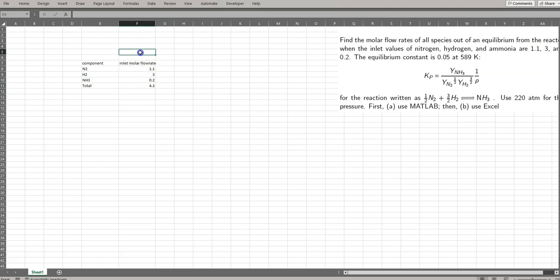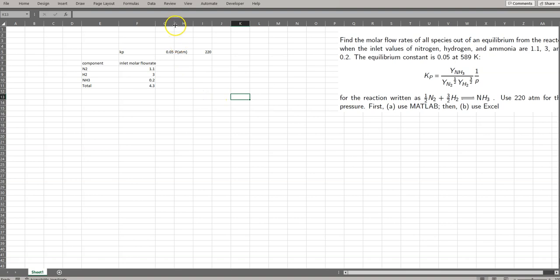Now, here the Kp value is given. Kp value is how much? 0.05, and P is also given, so that is 220 ATM. That is given.